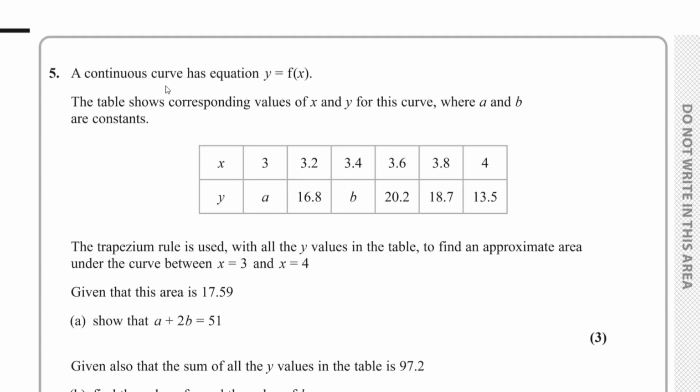Question number 5. A continuous curve has equation y equals f of x. The table shows corresponding values of x and y for this curve, where a and b are constants. We've got the values of x, we've got the values of y. The trapezium rule is used with all the y values in the table to find an approximate area under the curve between x equals 3 and x equals 4. Given that this area is 17.59, for part A we have to show that a plus 2b equals 51.